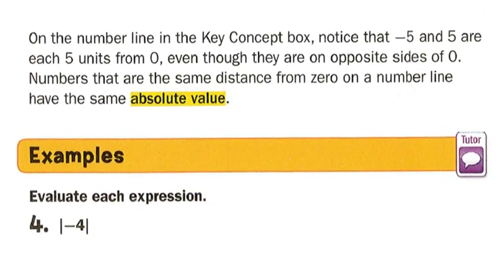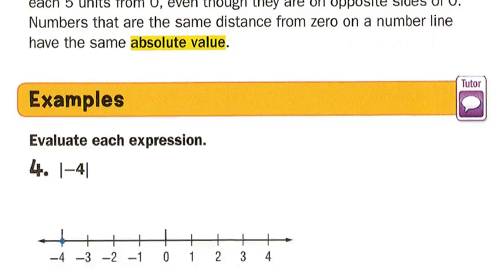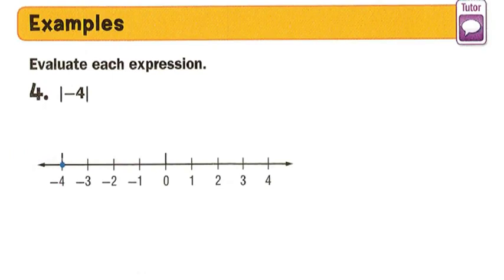So on the number line in the key concept box, notice that -5 and 5 are each 5 units away from 0, even though they are on opposite sides of 0. Numbers that are the same distance from 0 on a number line have the same absolute value. So what we're going to do down here is evaluate each one of these expressions and look at how that's represented on the number line.